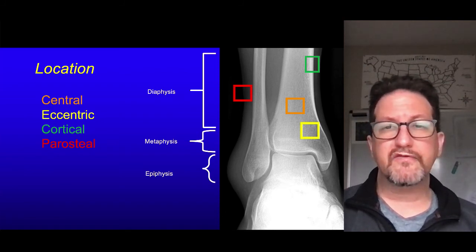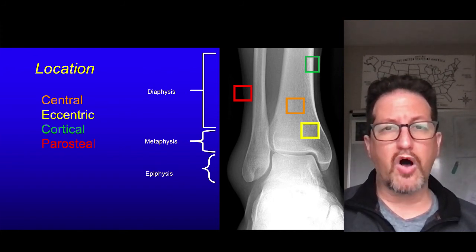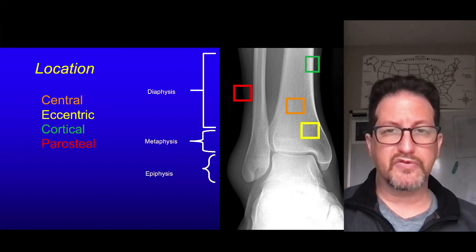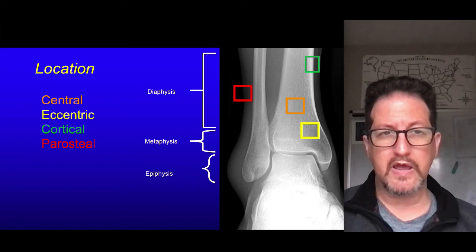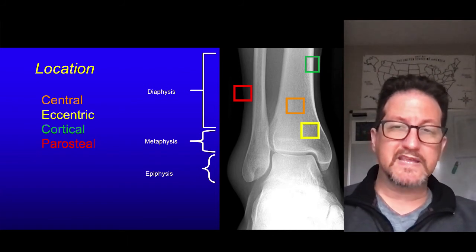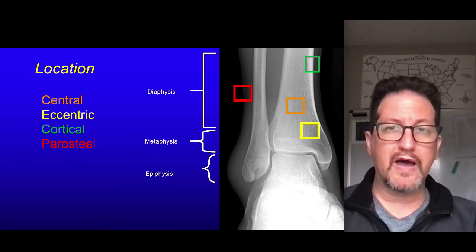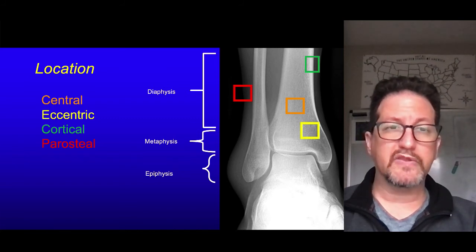If you have something involving the cortex, then it's the green box, and that's called cortical. And if something comes off of the side of the bone, outside of the cortex, but attached to it, that's called paraostial. If something was up against the inside of the cortex, and you have that, sort of pushing up against the cortex, in some cases that can be called endosteal.